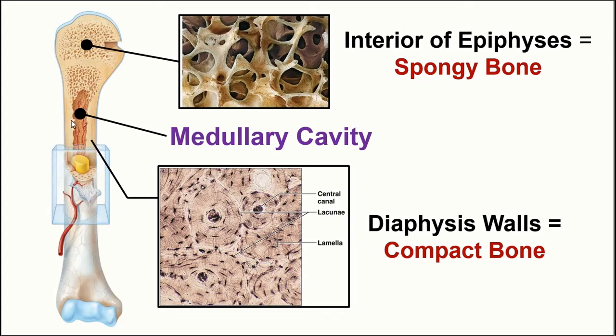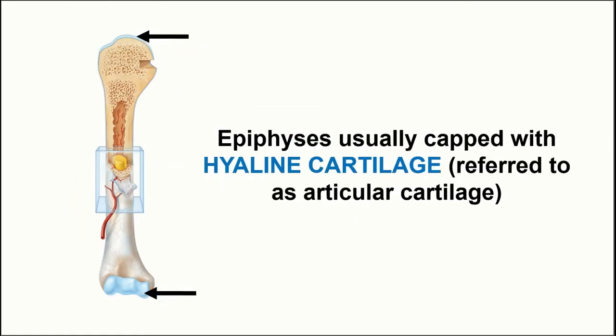Most of the diaphysis is made of these very thick walls of compact bone. And then in the very center of the diaphysis here, we have the medullary cavity. The epiphyses, returning to those, are usually capped with thin layers of hyaline cartilage, and this thin layer of hyaline cartilage that's located here is usually called the articular cartilage.